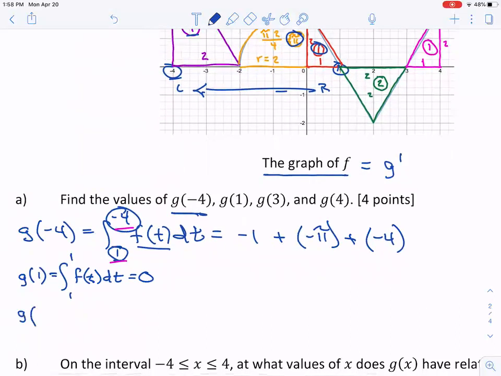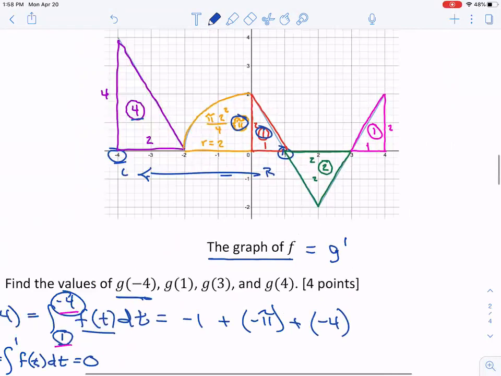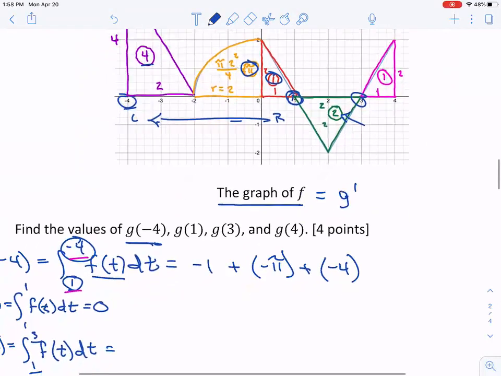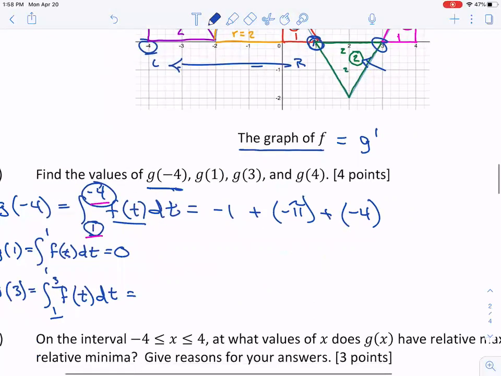Okay, g at 3. So that's going to be from 1 to 3. Now my lower bound is less than my upper bound, so I'm going to be integrating from left to right for this one. So I want to go from 1 to 3. I'm interested in that value right there. Again, integrating from left to right, my function is below the x-axis, so I'm going to reckon that as -2.